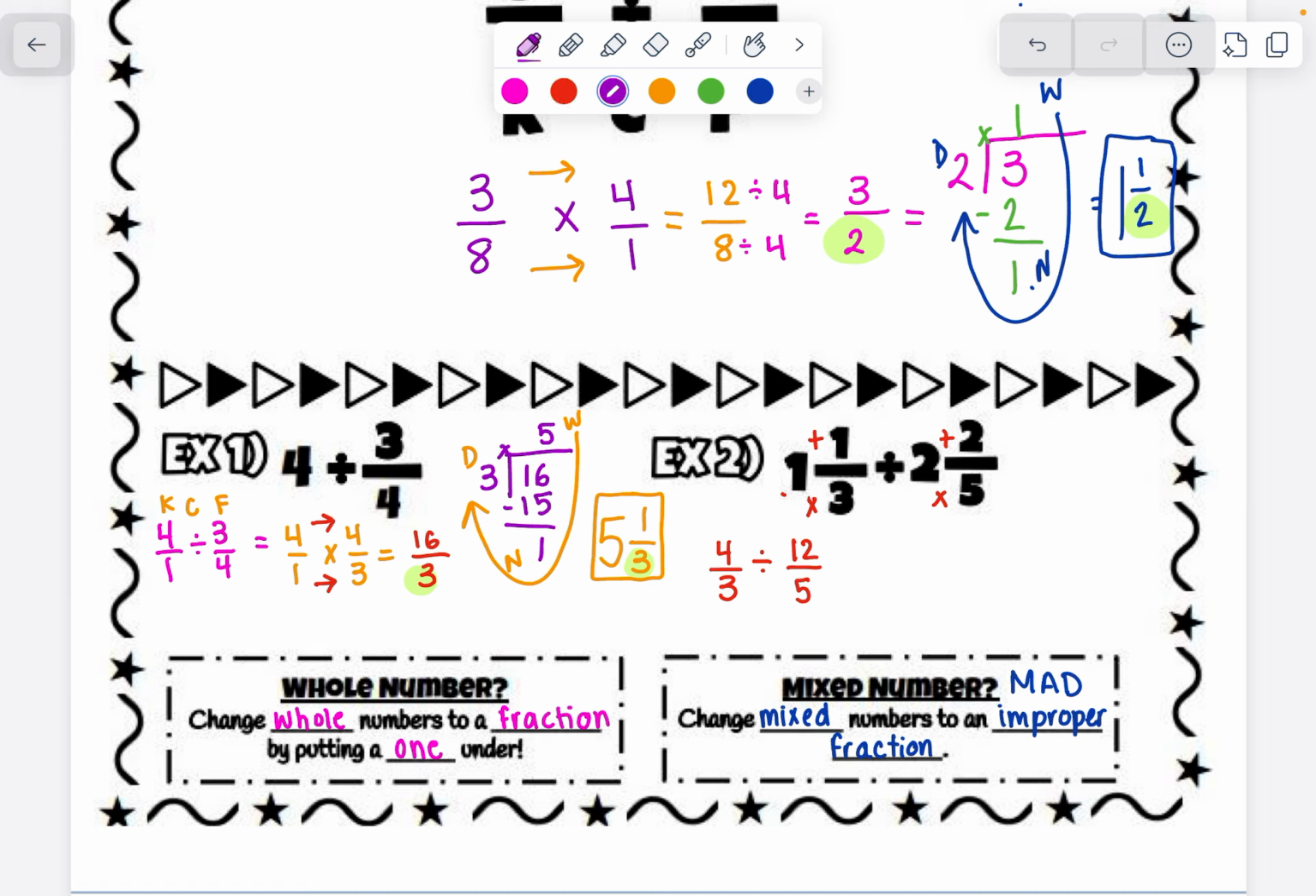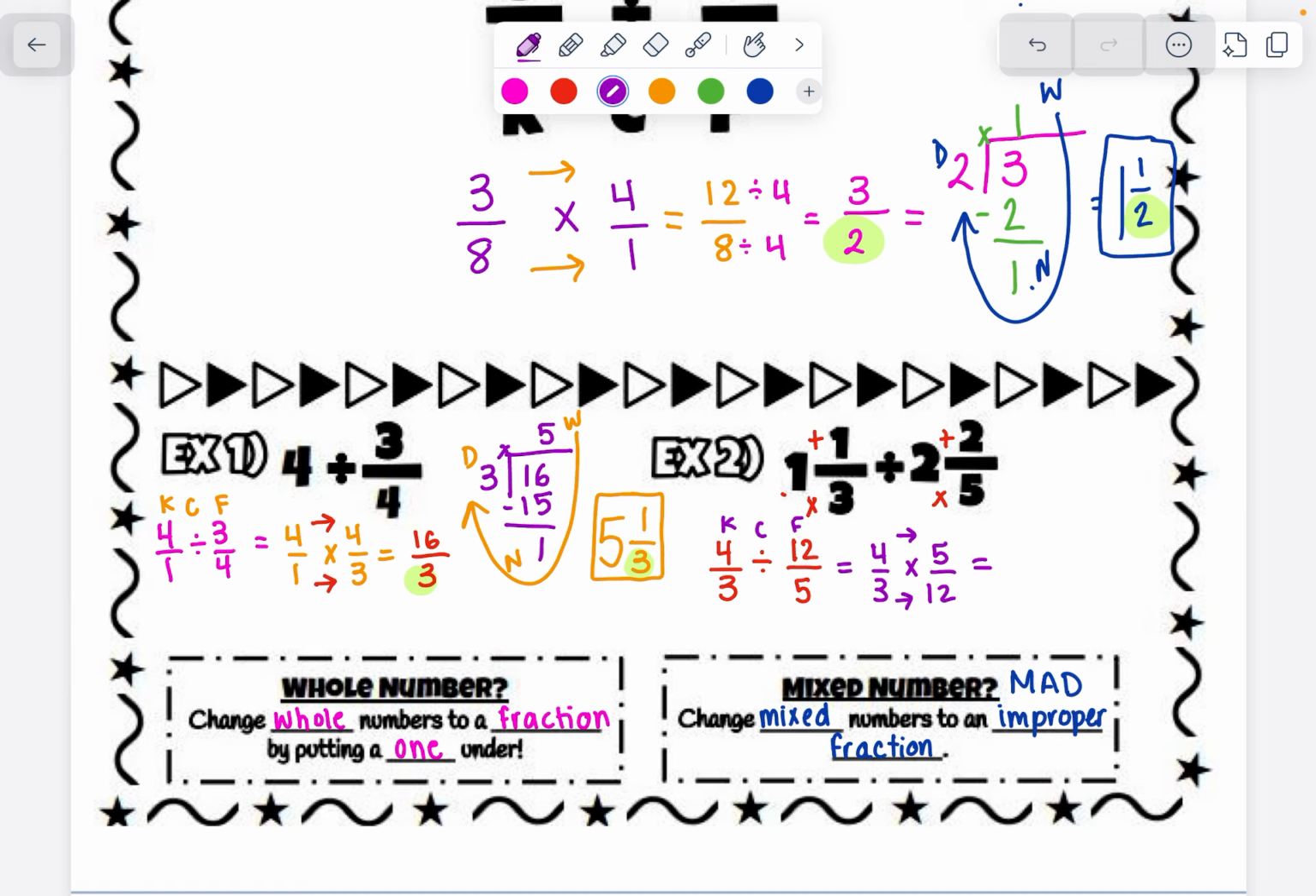let's rewrite that. Keep, change, flip. I'm going to keep 4 over 3. Division changes to multiplication. And we're going to flip. So 5 goes on top. 12 goes on the bottom. So now we're going to go straight across.